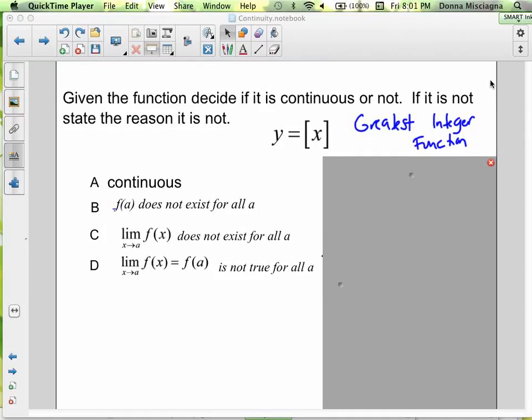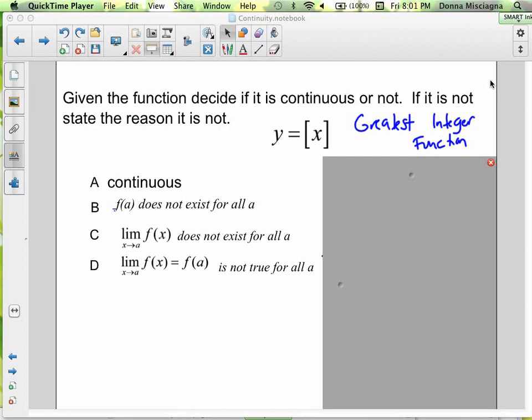Welcome. All right, so we're going to go over the answers to those questions. Given the function, decide if it's continuous or not. If it's not continuous, then state the reason it's not. So when you're determining a function is continuous, you have to make sure that all three of these requirements are met. And when it's not continuous, which one is not met?